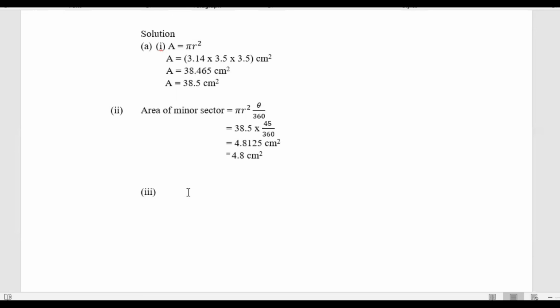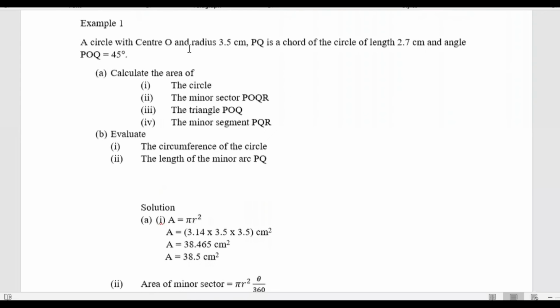In order to find the area of this triangle here, once it's not a right angle triangle, what do we do? Semi-perimeter. That's correct. If you picture the diagram, they tell us that the radius is 3.5. If you take a minor sector of the circle, you will see that it shapes like a triangle. So that is what they're asking us to calculate.